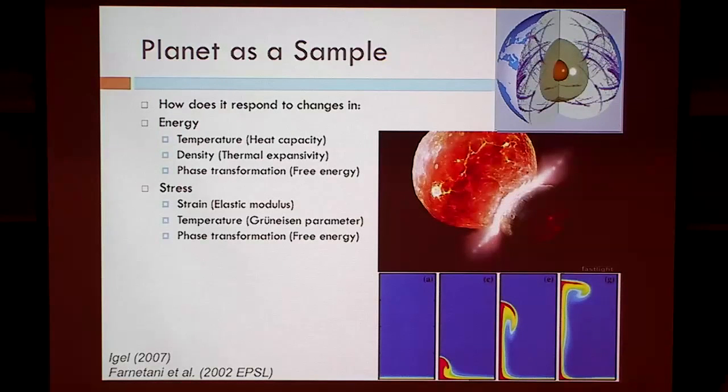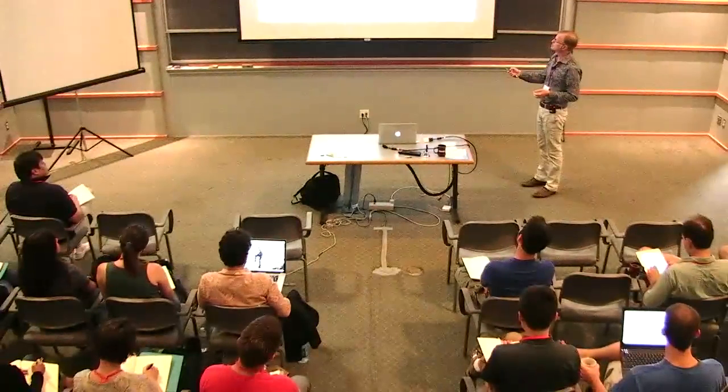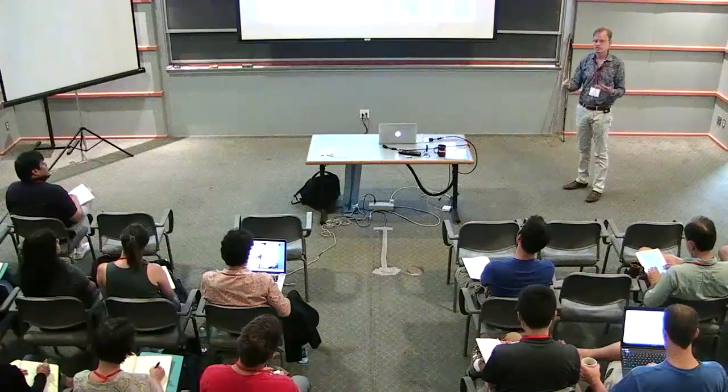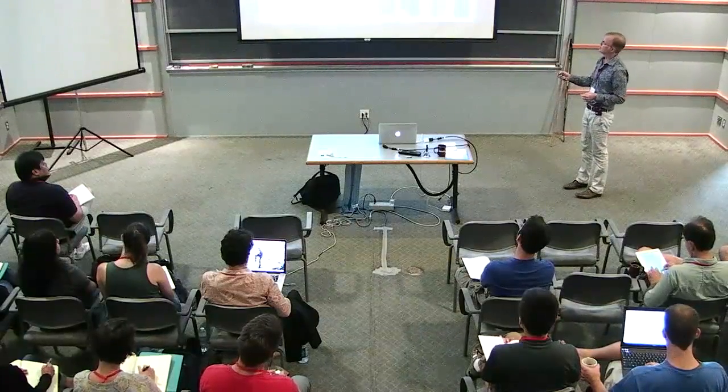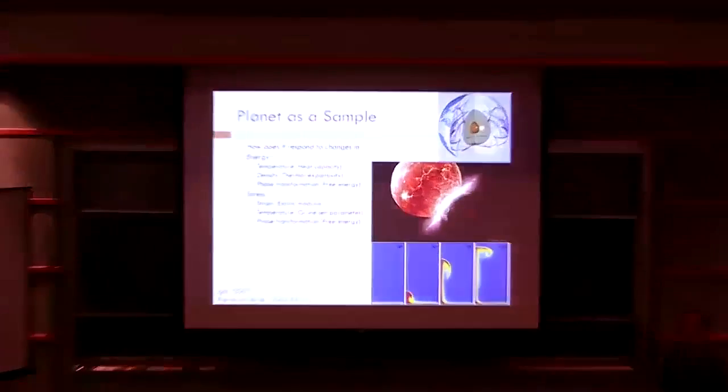We can think about perturbing it in some way and seeing how it responds. And that response will depend on various material properties. And I give some examples here. So for example, we can see how our sample responds to changes in energy and input of energy, such as you might have from a giant impact, or heating from below, from the core, whatever. And the response will be a change in temperature, which is governed by the heat capacity, a change in density, governed by the thermal expansivity, and phase transformations in general will occur as well, possibly melting, possibly solid-solid phase transformations, depending on how much energy has been input. And that's governed by the free energy of the material.